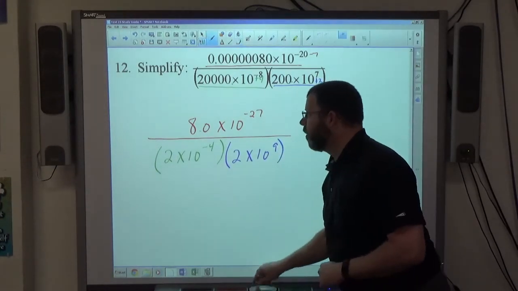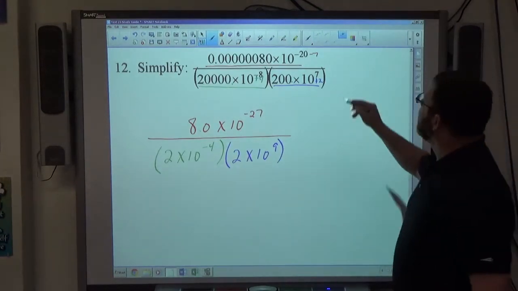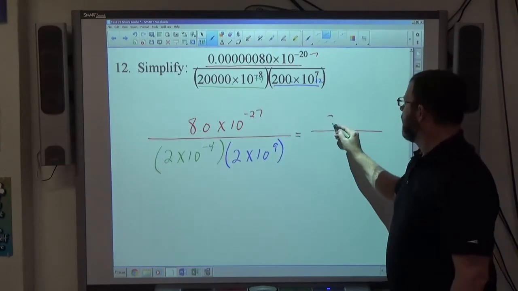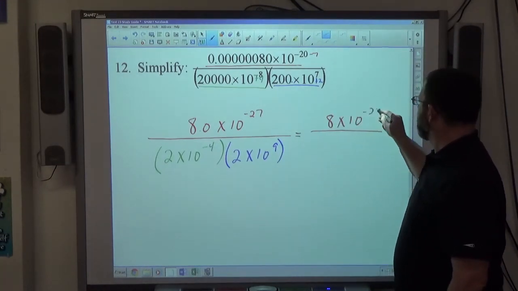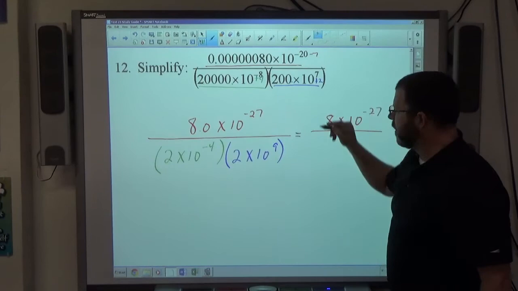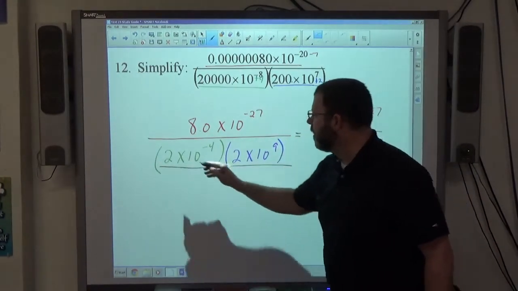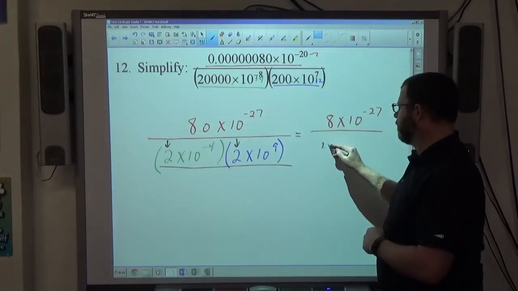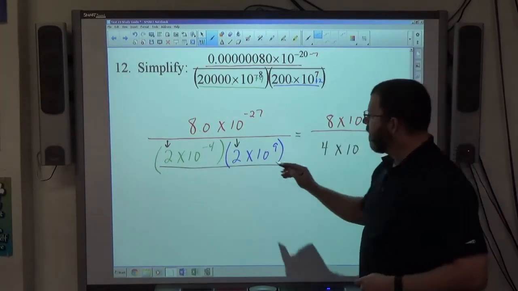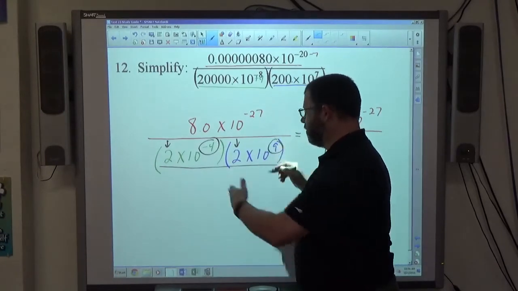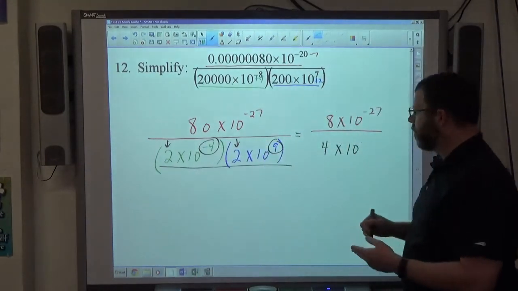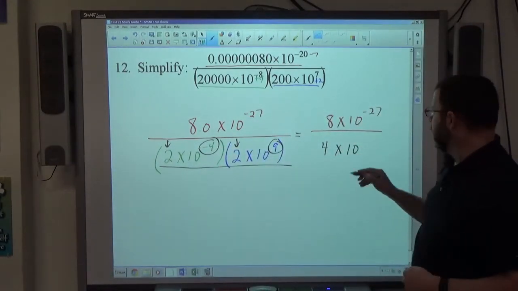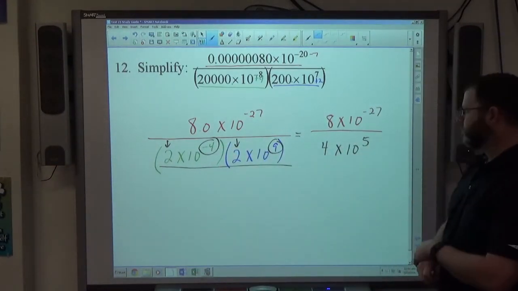So, priority 1, get everything in good scientific notation. Next step, the top is fine the way it is. It's just a single scientific notation number, 8 times 10 to the negative 27th power. The bottom, I want to multiply those two things together. Abscissa times abscissa gets me new abscissa, so 2 times 2 makes 4. And then powers of 10, I'm going to add those, because 10 to a power times 10 to a power requires me to add the 2 powers. Negative 4 plus 9, adding algebraically, ends up being positive 5.